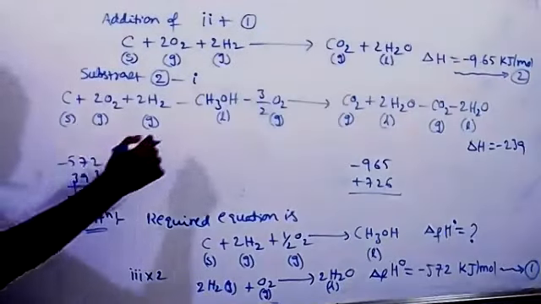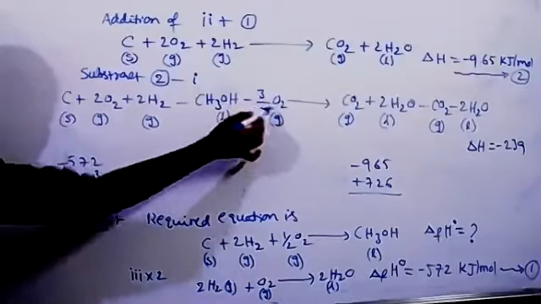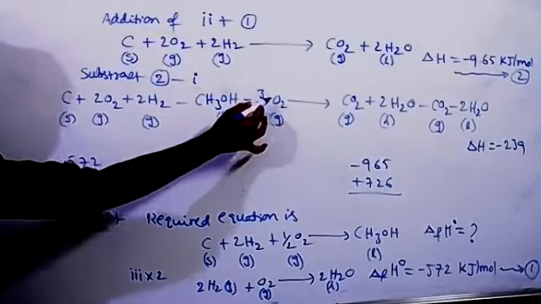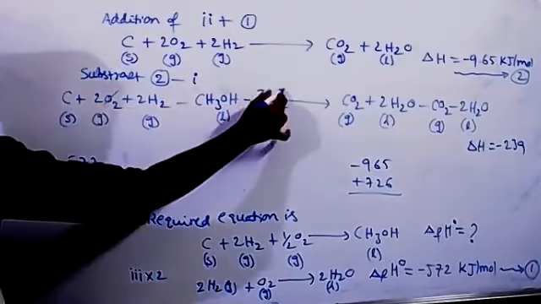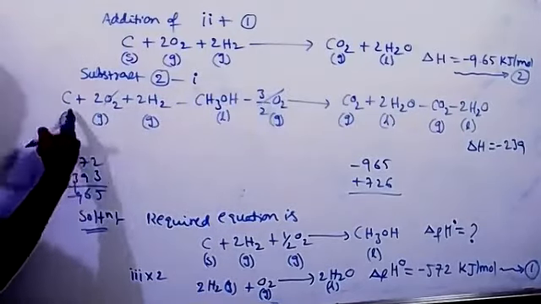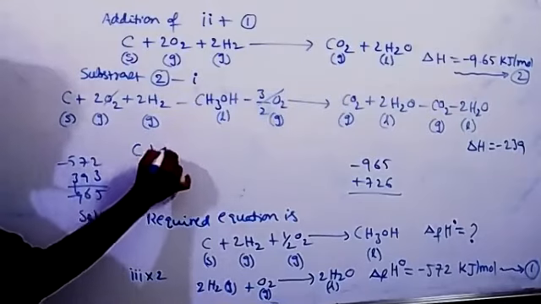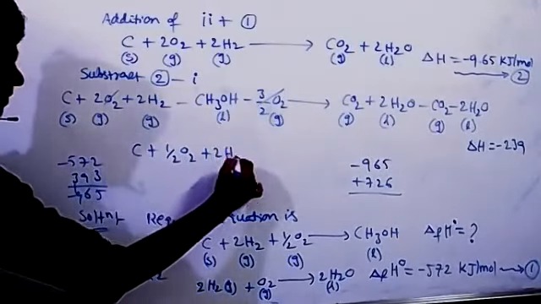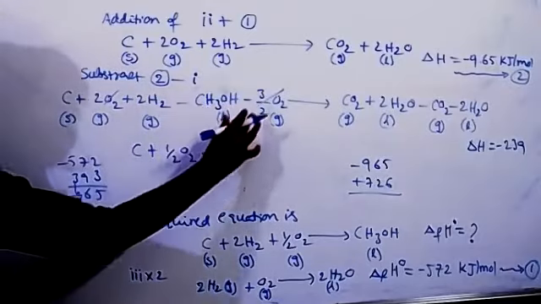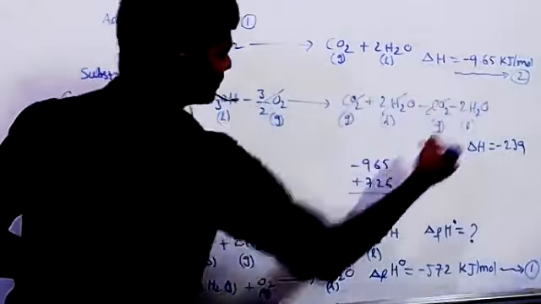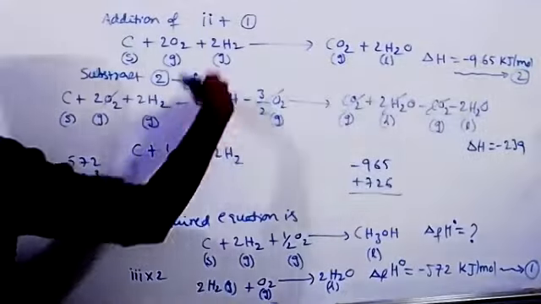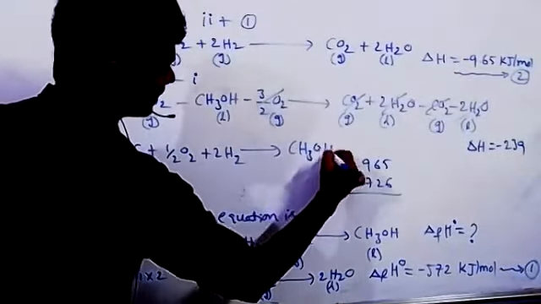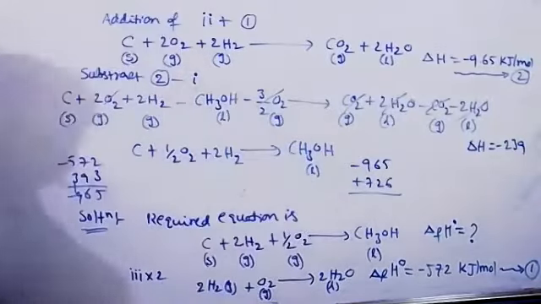Okay, see here. 3 by 2 O2. Here we have 2 O2. It means this is 1.5 O2. So cancel this, only half O2 is left here. C plus half O2 and 2H2 are left on this side, and minus CH3OH. Here all are cancelled. Move the minus CH3OH to that side, it gives CH3OH liquid. So this is the only required equation.